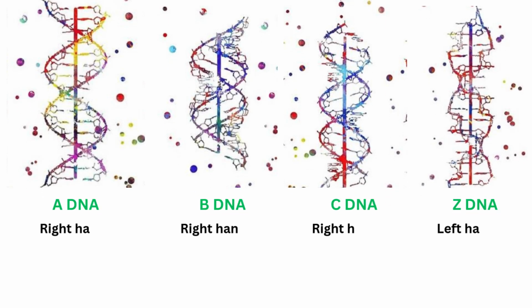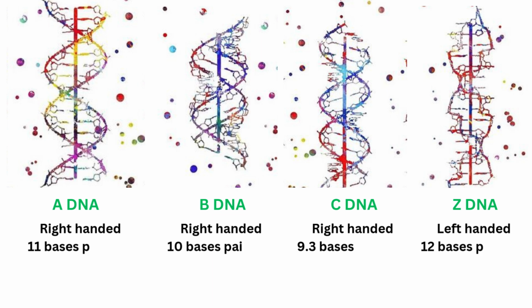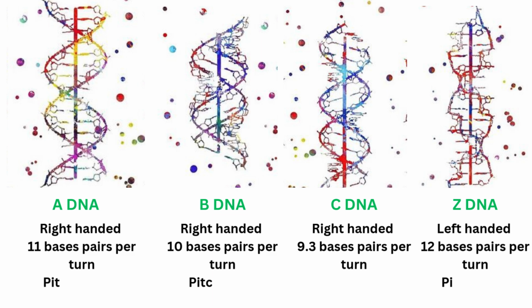DNA can exist in different structural forms depending on environmental conditions. These include A, B, C, and Z DNA, each with distinct structural characteristics. A-DNA is a right-handed helix with 11 base pairs per turn and a pitch of 28.2 angstroms. It is usually formed under dehydrated conditions.